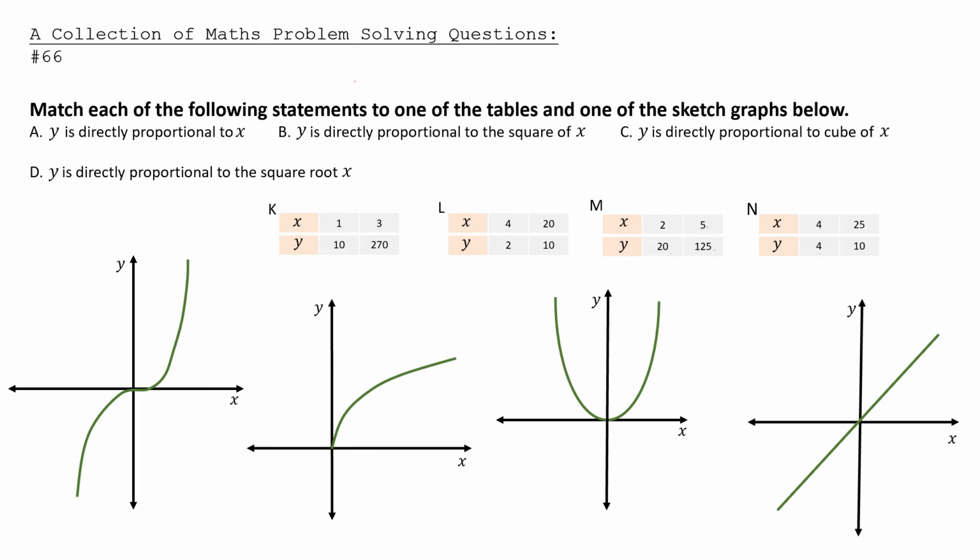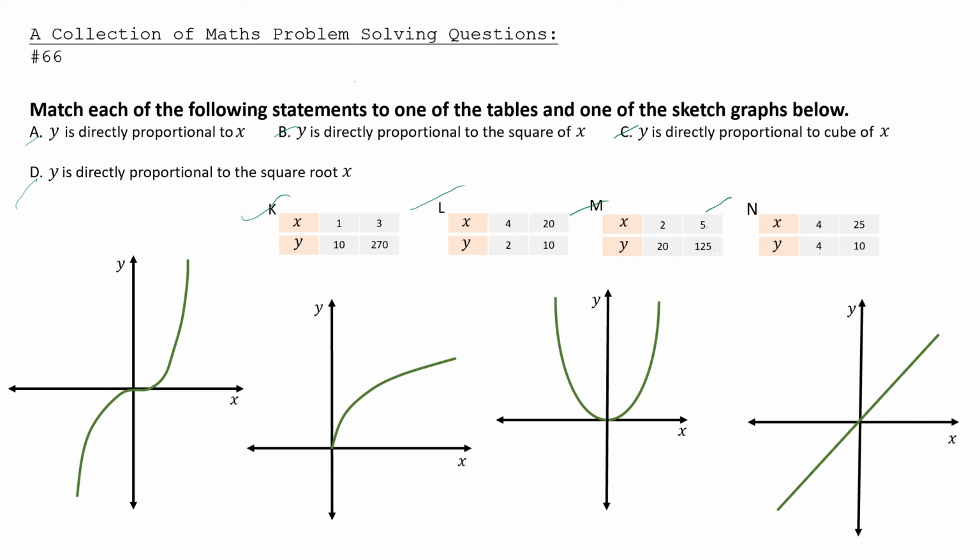Match each of the following statements to one of the tables and one of the sketch graphs below. So we have been given these tables K, L, M, N, and the statements are A, B, C, D. So the statements, I'll read them out.